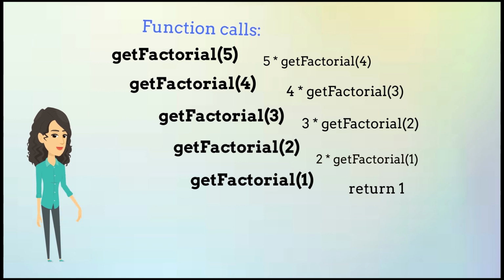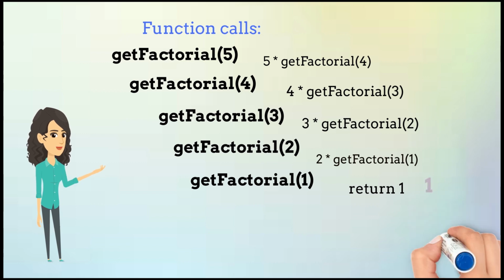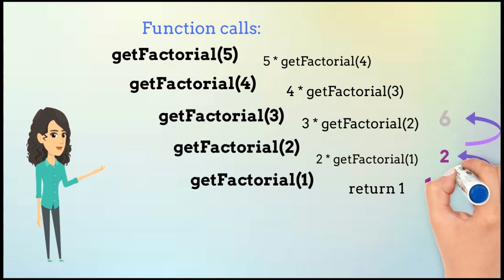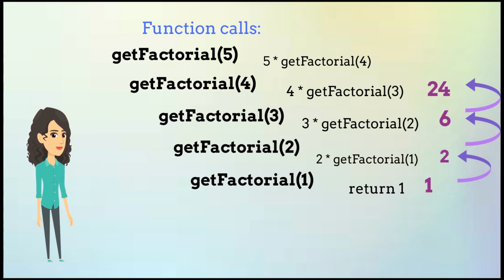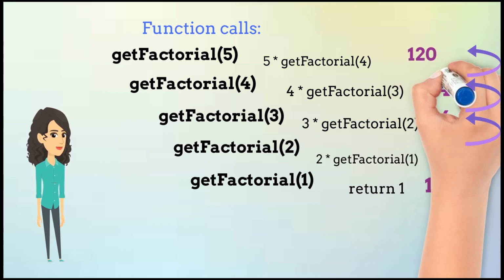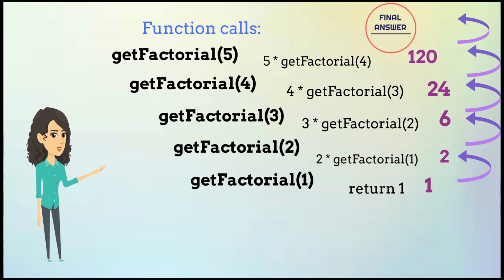And then we work our way back up. We say factorial of 1 is equal to 1. And then at this point we can say, well, 1 times 2 is equal to 2. So we pass that up. And then we say 3 times 2 is equal to 6. So pass that 6 up. And then, when we get back up to 5 times factorial of 4, we get 120, which is our final answer. And then we can return the 120 wherever the original function call came from.